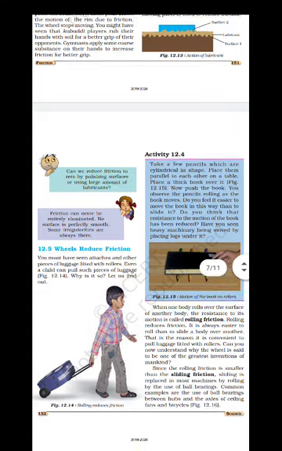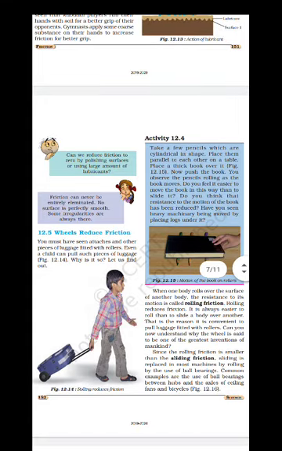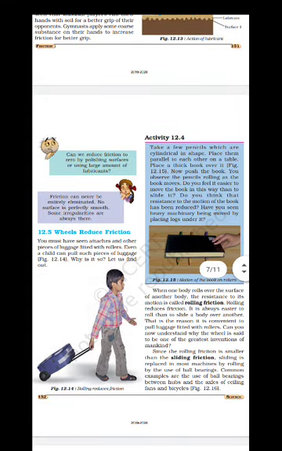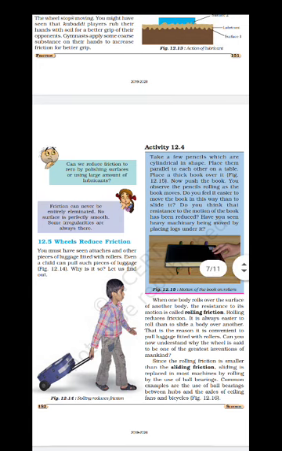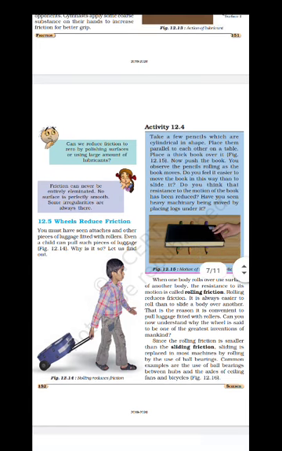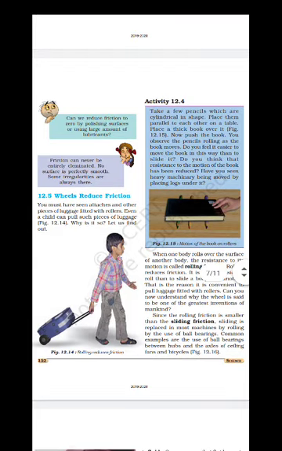Similarly, for moving your heavy suitcases, some rollers are put over there. Some roller wheels are put, so that you can easily pull or push the luggage. Here is one activity given over here in 12.4. You can see that some pencils have been put over a book.